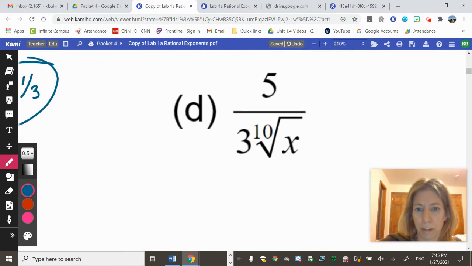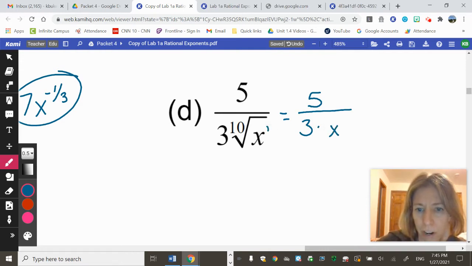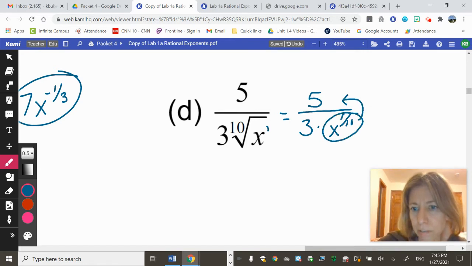All right, this one, again, since the root's in the denominator, we're going to end up with a negative exponent. So this would be the same as, we have 5 over 3 times x, and then our fraction is our power over our root. All right, so we want to move this up to the top. We can just keep 5/3 out front as our coefficient, and this will be x to the negative 1/10.